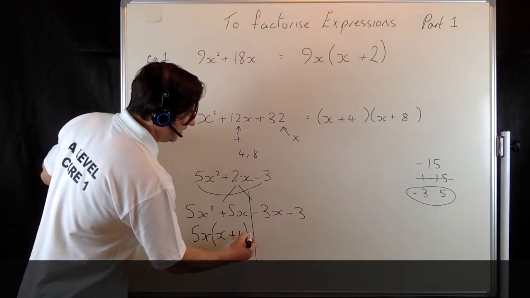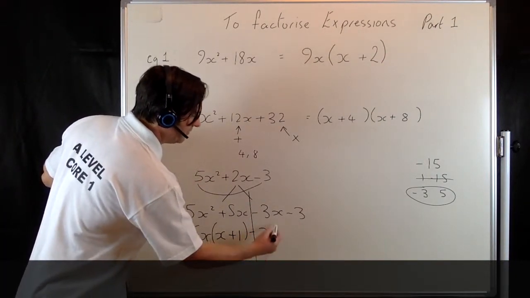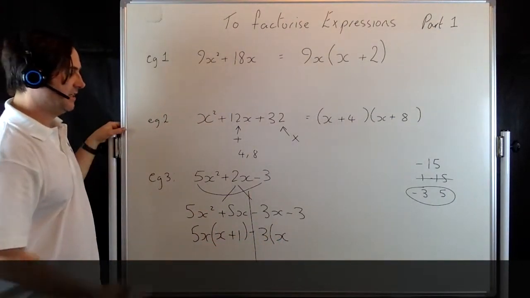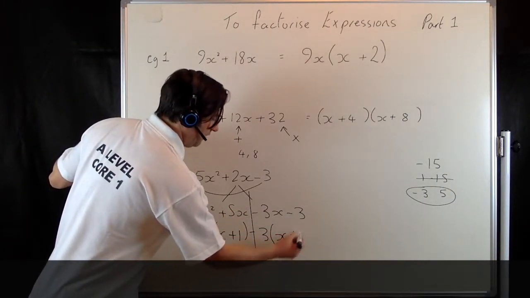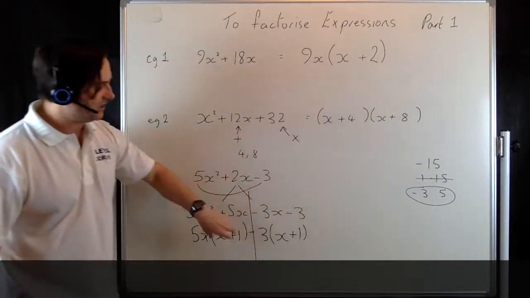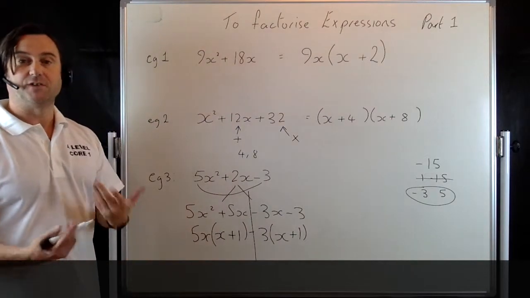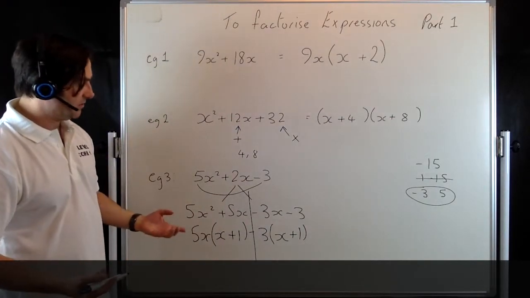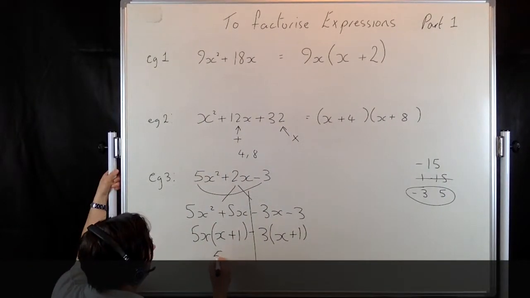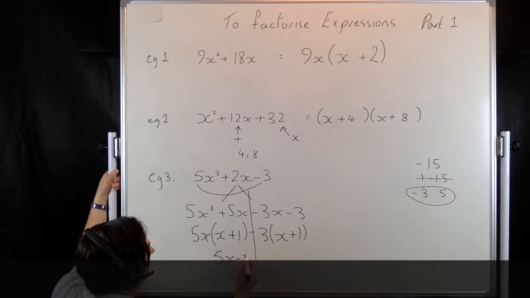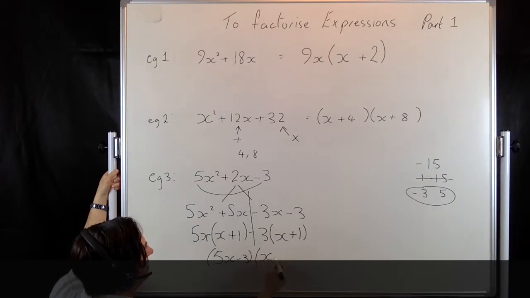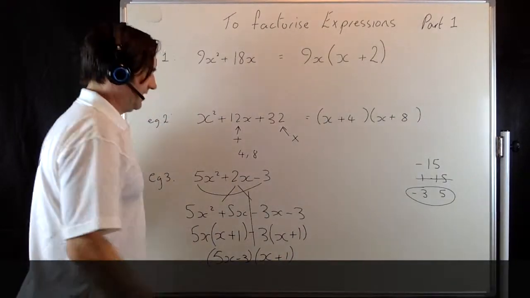Look at the next one. I've got a negative 3 that occurs in both. Inside the brackets, negative 3 times x gives me negative 3x, and negative 3 times positive 1 gives me negative 3. These terms inside the brackets here should always be the same. If they're not, you've done something wrong. Then all we need to do is write whatever's outside the brackets, the 5x minus 3, in one set of brackets, and whatever's inside the brackets go in your second set of brackets like that.